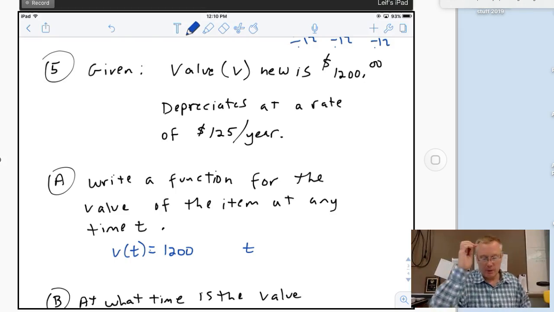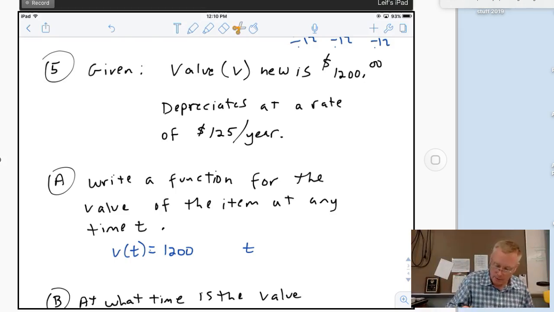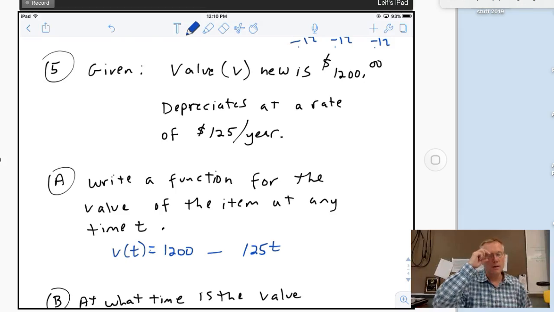So if it goes down $125 a year, after 2 years it would go down $250, right? After 3 years it would go down $375. So I'm taking that 125 and multiplying it by t. Okay. So I'm going to take 125 times t and subtract it from the original value. Okay, and that will give me my function.